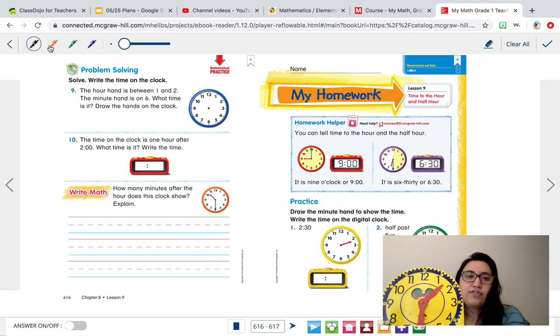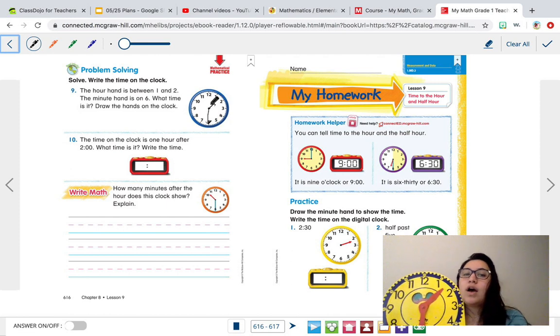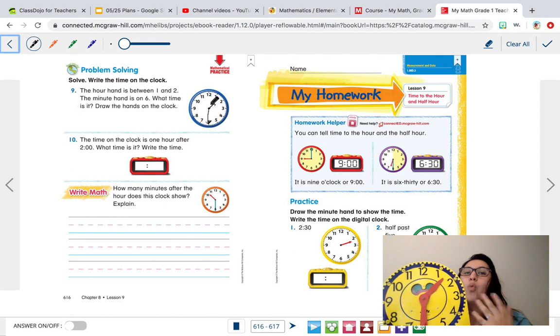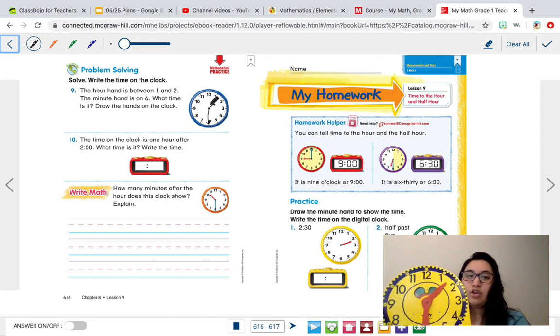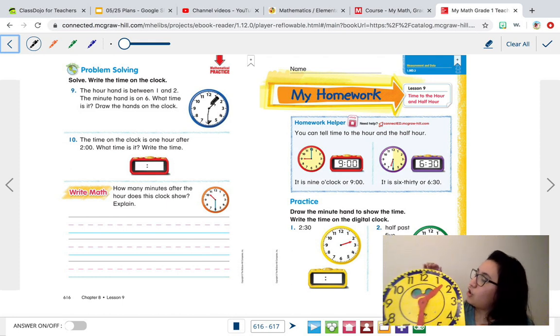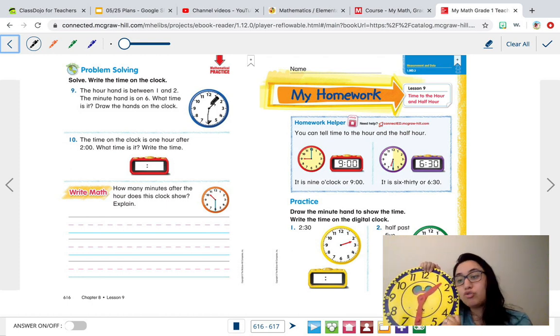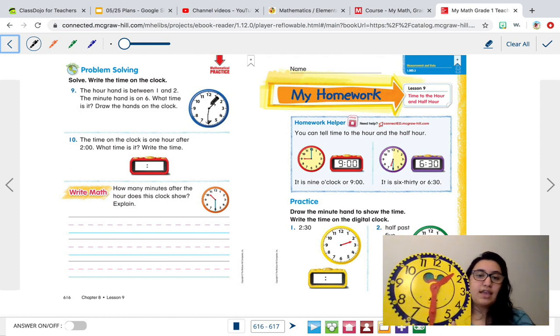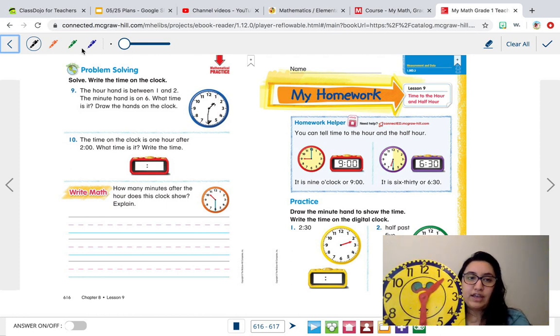So let's draw the hands first. So we're going to draw the hour hand, so the short hand, between 1 and 2. So it's between 1 and 2. And the long hand, the minute hand, is going to be on the 6, okay? So the hour hand is between 1 and 2, and the minute hand is on the 6. What time is it, okay? We don't know what time it is yet. All we know is that the hour hand is between the 1 and the 2, and the minute hand is on the 6. So what we're going to do is, let's find the hour first, okay?